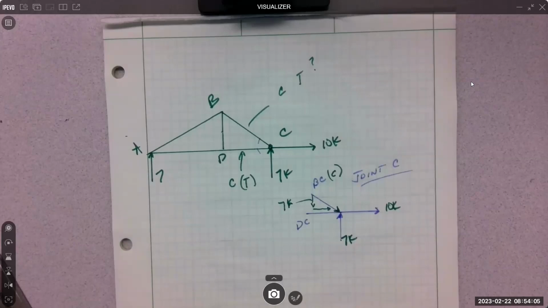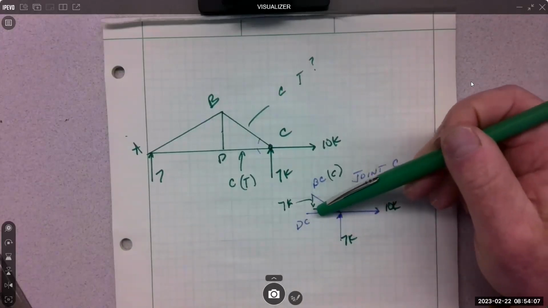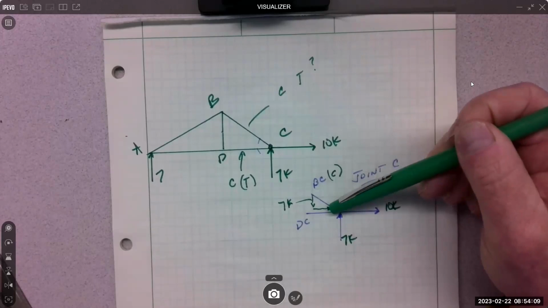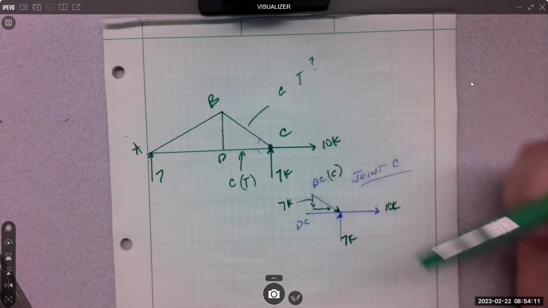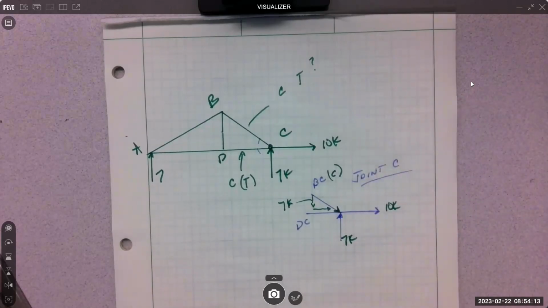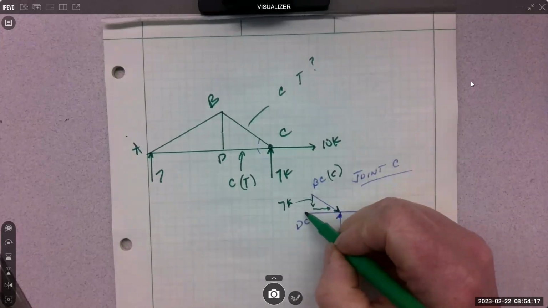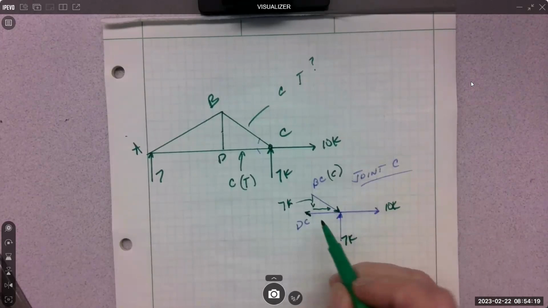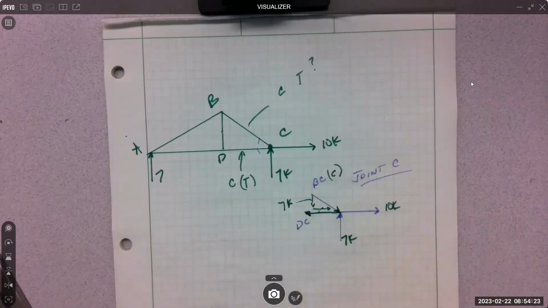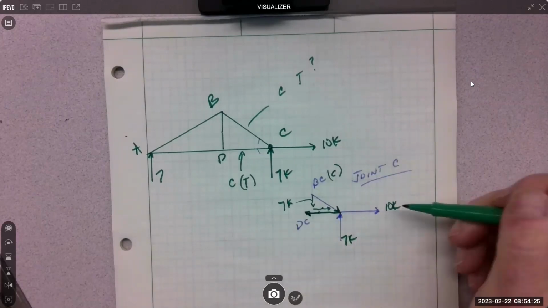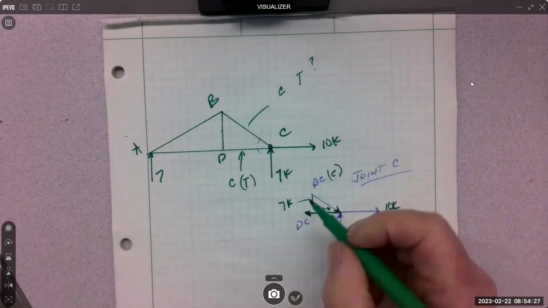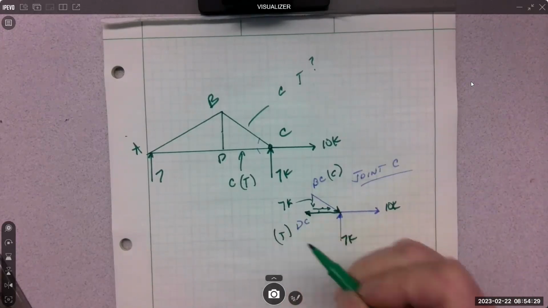Excellent. So now that I know that this x component goes to the right, what's DC got to do? Go to the left. DC opposes that. Those two oppose and they're equal. Well, they're not because we got 10K, but yeah. So this one, DC is in tension.